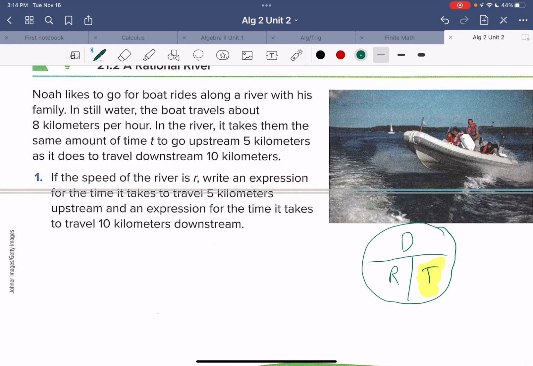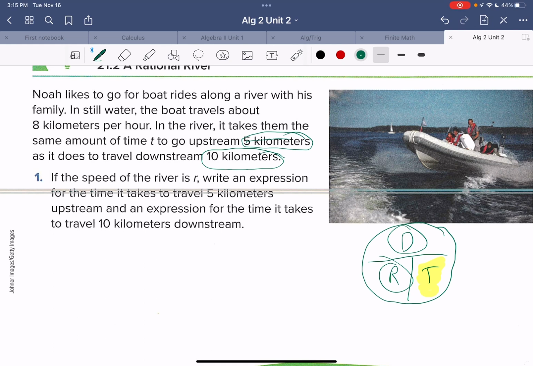So upstream, you can't go as far. So you can only go 5 kilometers upstream. Well, the water's working against you. And downstream, the water's going with you. So find the speed, if the speed of the river is r, write an expression for the time. What is time? Distance divided by rate. It takes to travel 5 kilometers upstream and 10 kilometers downstream.